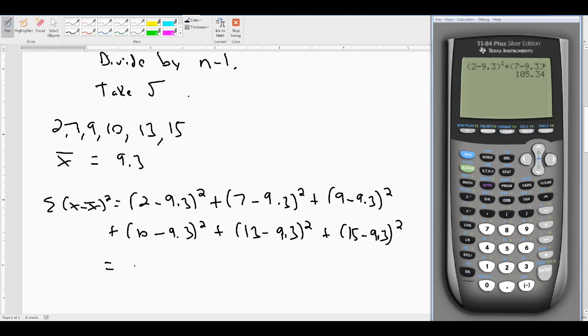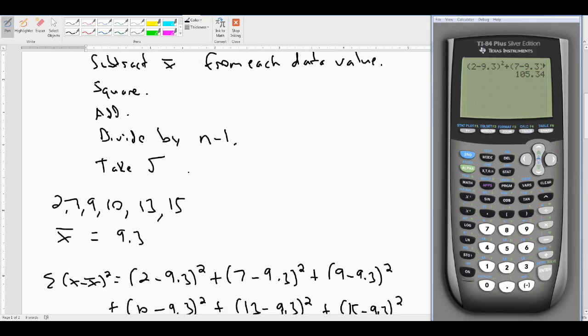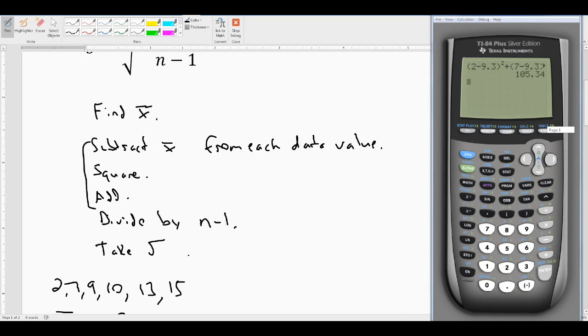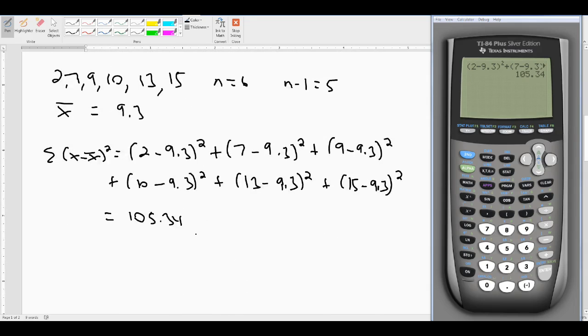And we get that grand total of 105.34. Now next thing we're going to do, we're going to take that, and we've already done these two. We did all these in one step, just to save some time. Now we're going to divide by n minus 1. Now there's 6 values, and so n minus 1 is 5. So we're just going to take that, and we're going to divide 105.34 by 5.